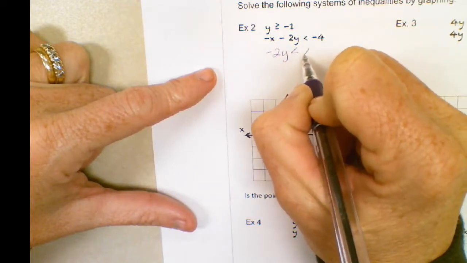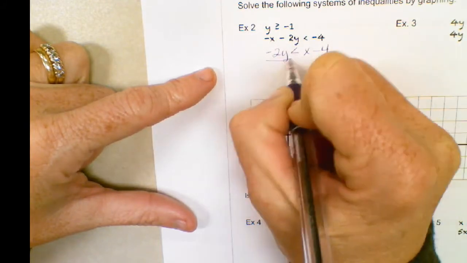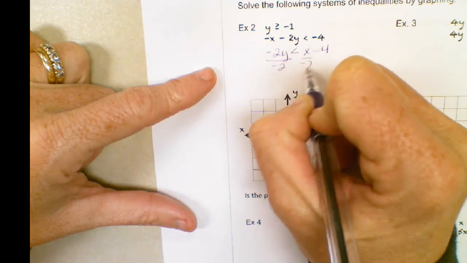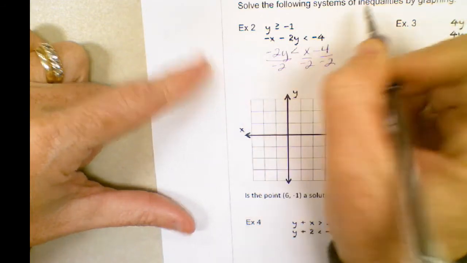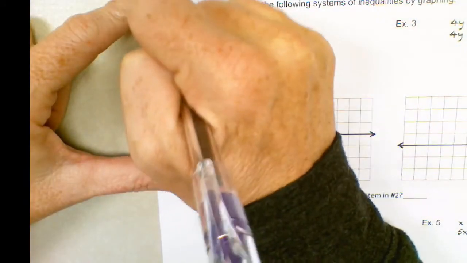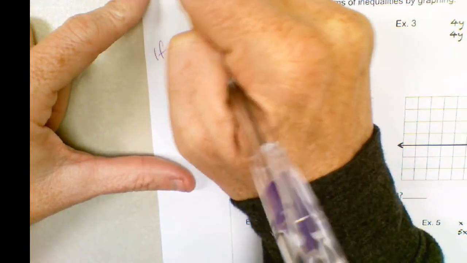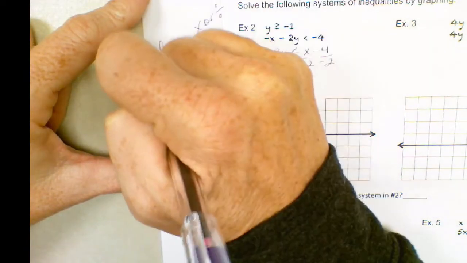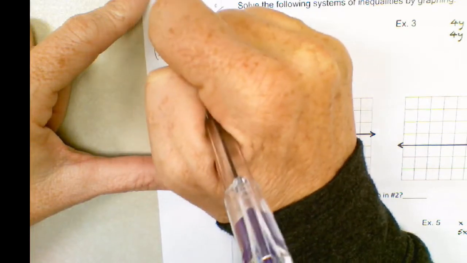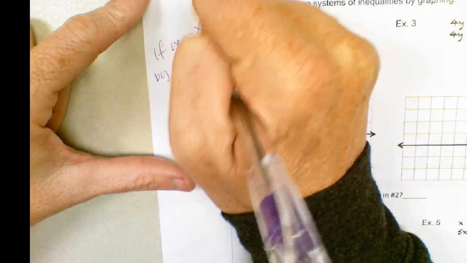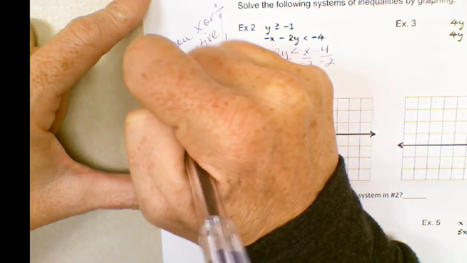So I would get x minus 4. Now I've got to divide by negative 2. This is where the wrinkle comes in with inequalities. If you multiply or divide by a negative, the inequality will flip around.